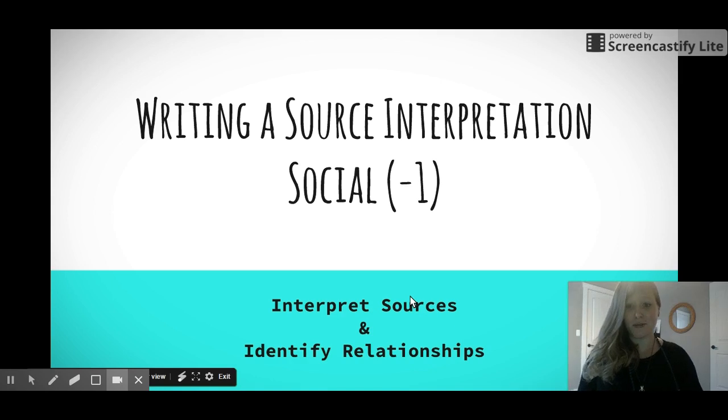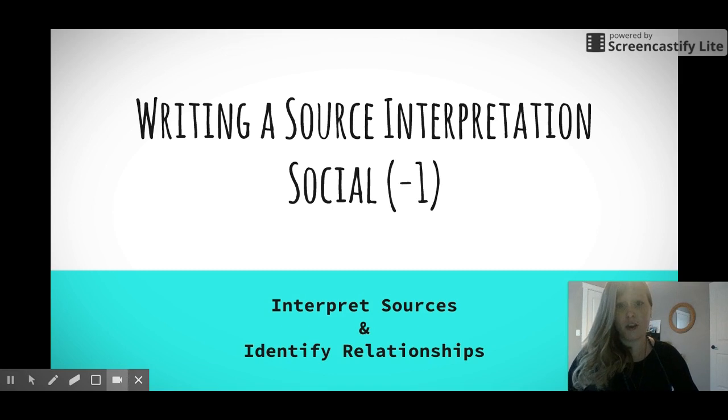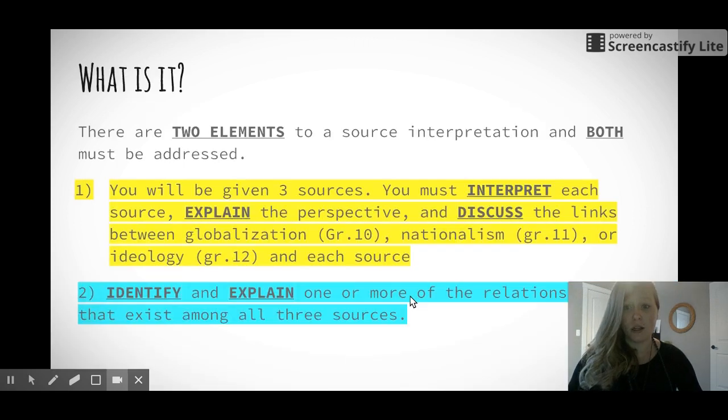Hey, social studies students. So today we are going to go through how to write a source or interpretation assignment. You will see these all throughout grade 10, 11, and 12, and you will also see this on your grade 12 diploma. It's where we interpret sources and identify relationships. So let's jump in. So what is it?